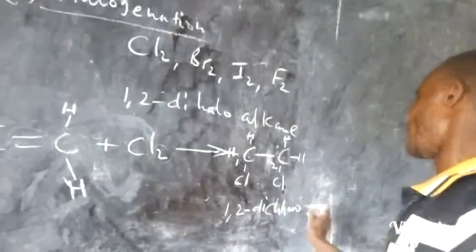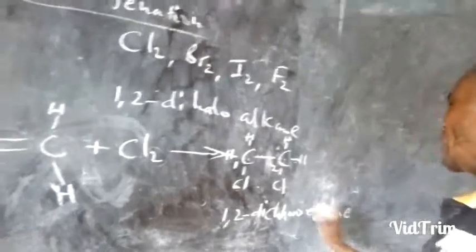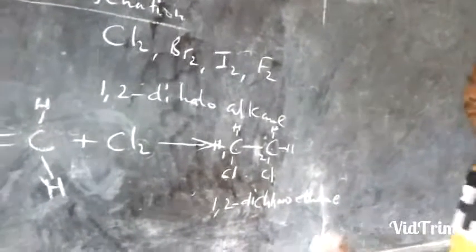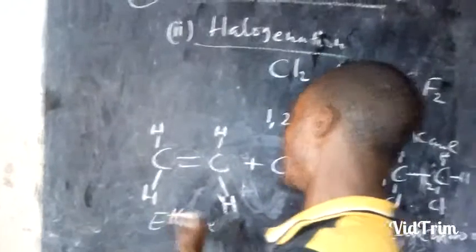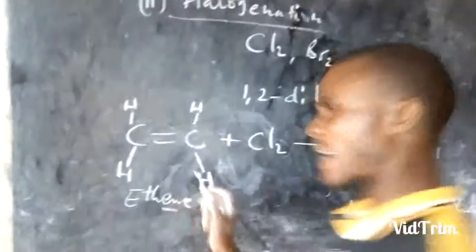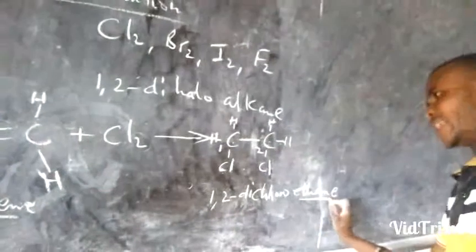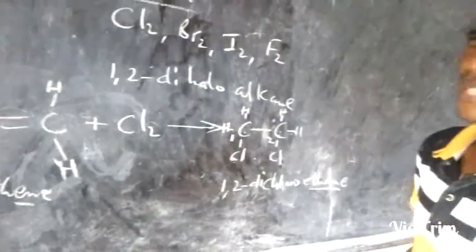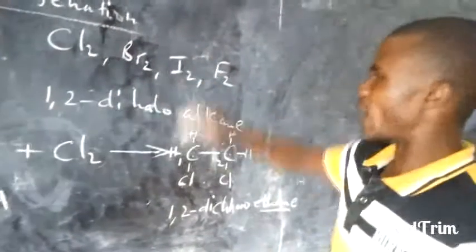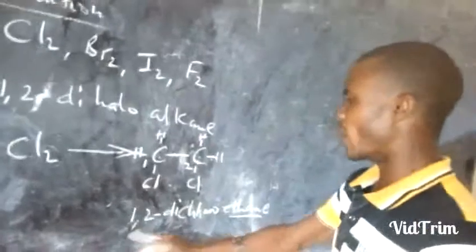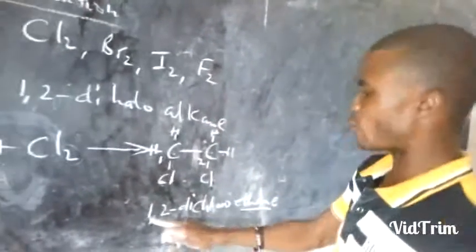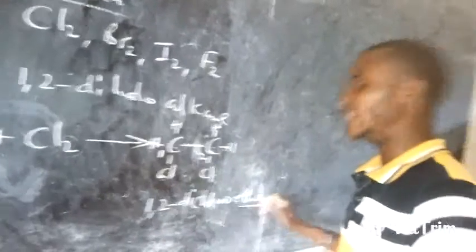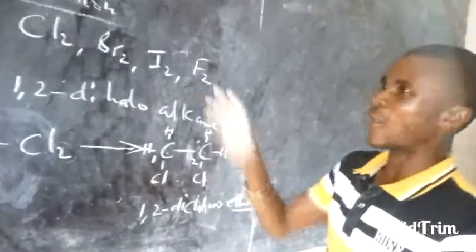2 carbon atoms is ethane. It is now in ANE because it is moving from ethene, ENE, which qualifies it to be unsaturated. It is now becoming ethane here, which is the saturated form. If it is bromine that you add, it becomes 1,2-dibromoethane. If it is chlorine, you call that 1,2-dichloroethane. That is how you can do the halogenation reaction.